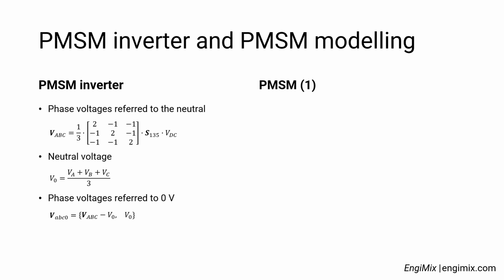Speaking about the PMSM, we have firstly to mention that it is generally modeled in the DQ reference frame, where the D-axis is aligned with the rotor's magnetic field and the Q-axis is perpendicular to it, as this allows to move from a system of 3 equations to a system of only 2 equations, simplifying a lot both the model and the control. Therefore, the PMSM inverter output phase voltages are firstly converted from the ABC to the DQ reference frame through the so-called Clark and Park transformations.